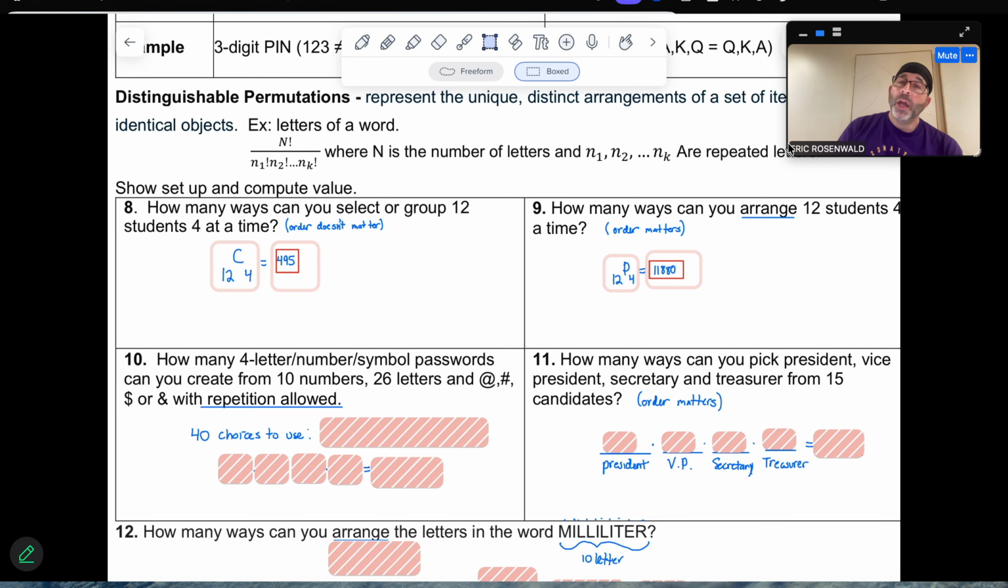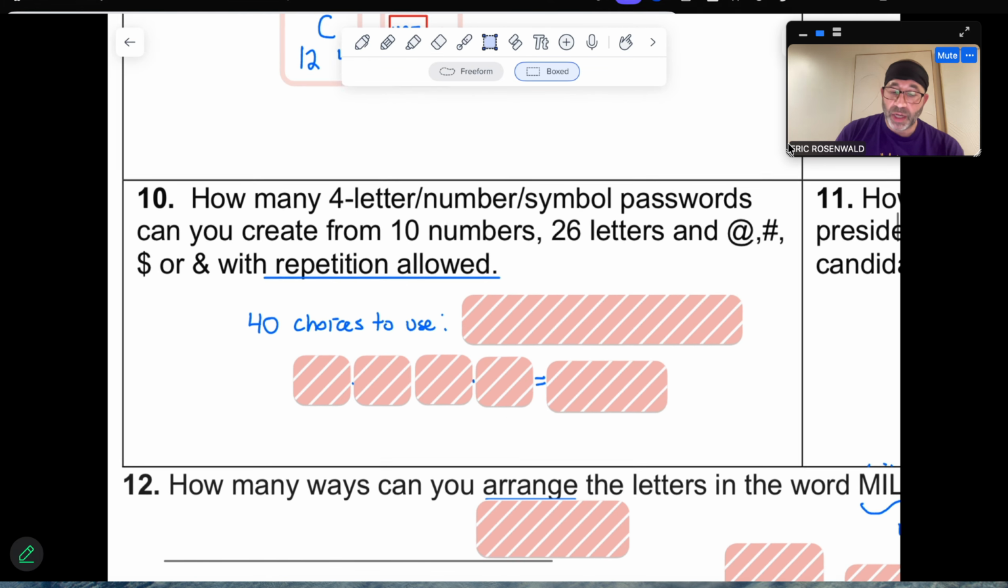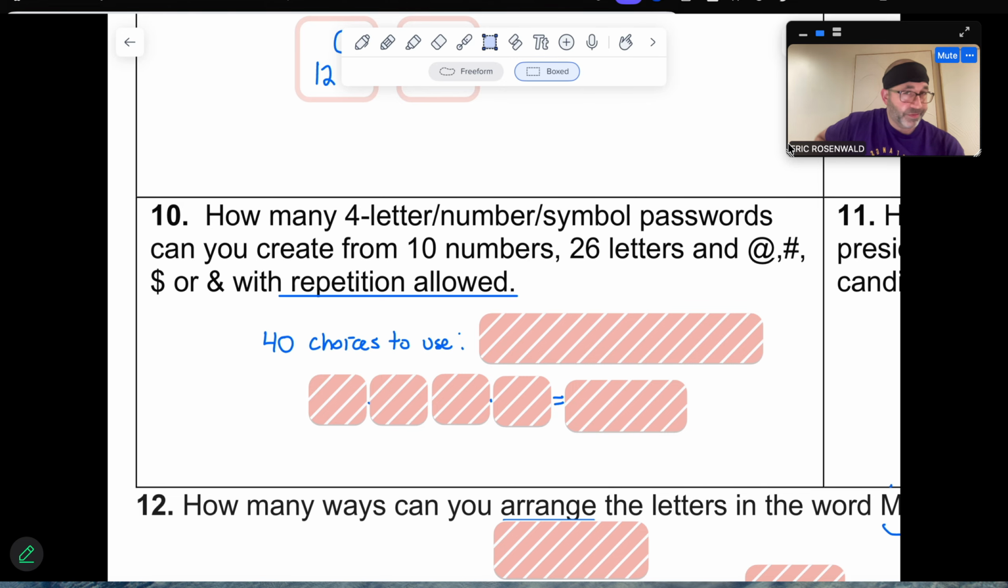Okay. For number 10, this one looks weird when you first read it, but it's not too bad. So we're going to make a 4-character password with letters, numbers, and symbols. So it's going to have 4 characters in it. Each could either be a letter, a number, or a symbol. There are 10 numbers to choose from. So 0, 1, 2, 3, 4, 5, 6, 7, 8, 9. So there's a total of 10 numbers, including 0.